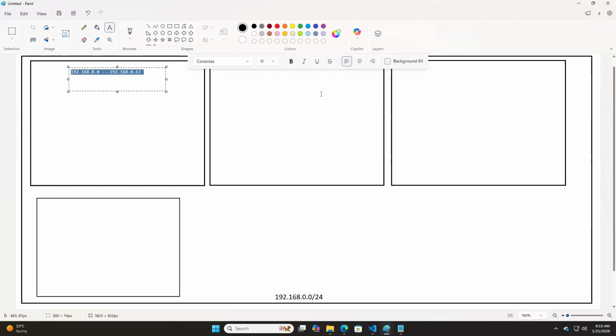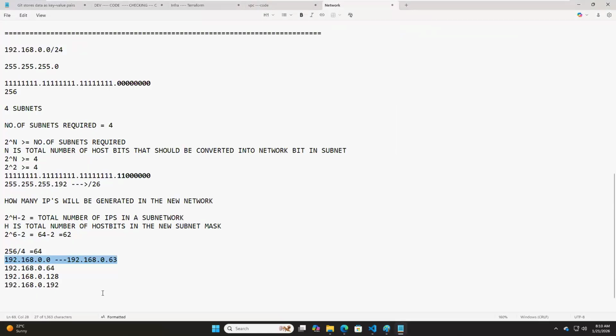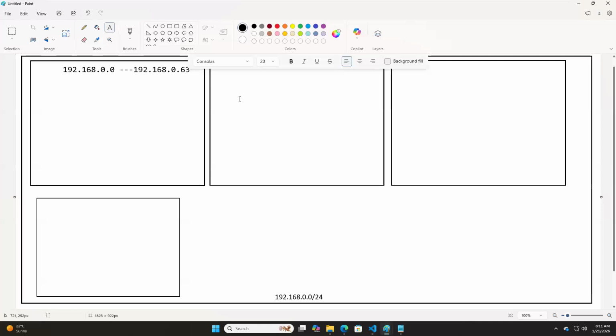Okay, and the second network range will be, here, when I go back, simply here you are seeing 192.168.0.128. What is the before number? The before number is 192.168.0.127. So take this. This is the second network range.